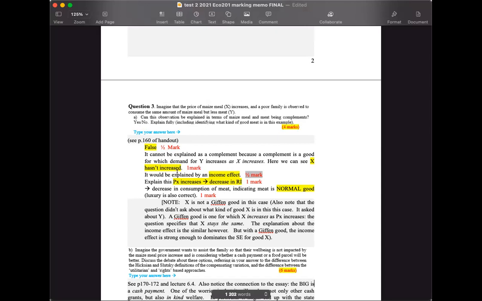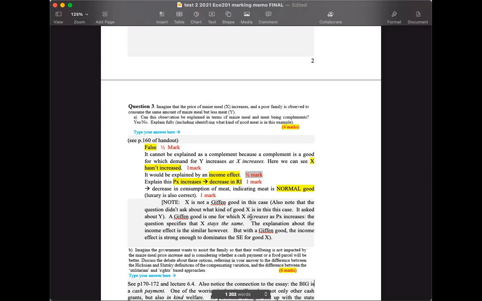The price of X increases, which then leads to a decrease in real income. As a result, there's a decrease in the consumption of meat, indicating that meat is a normal good or a luxury good. It is important to note that X is not a Giffen good in this case, and a Giffen good is one in which demand for X increases as the price of X increases. The question specifies that X stays the same.